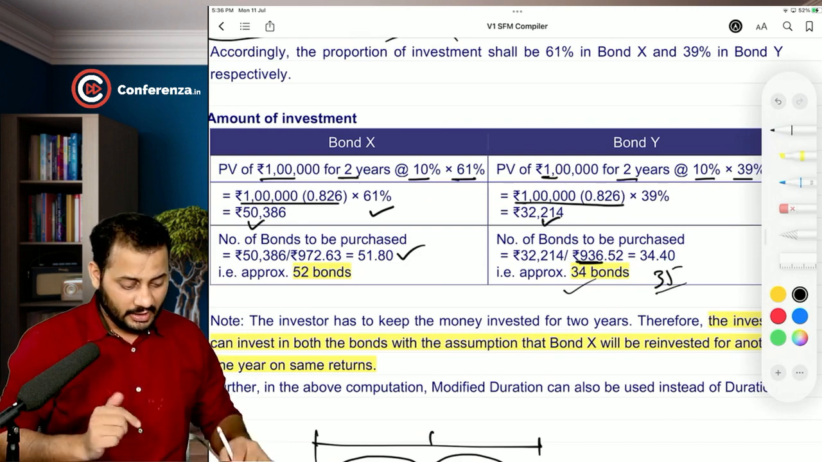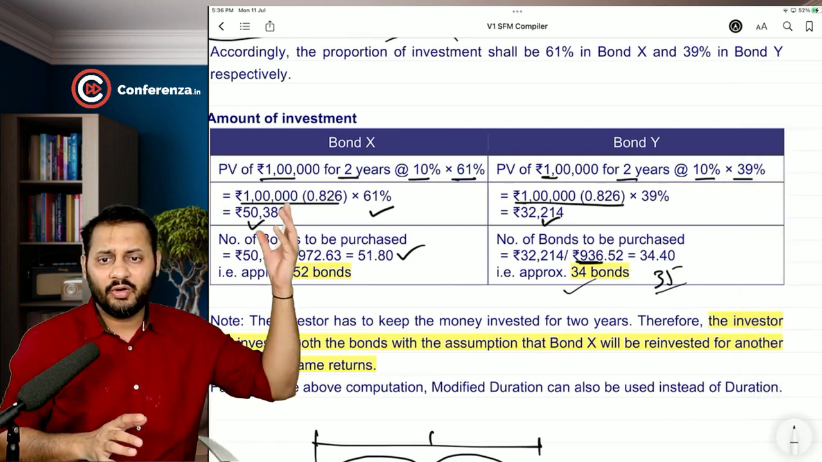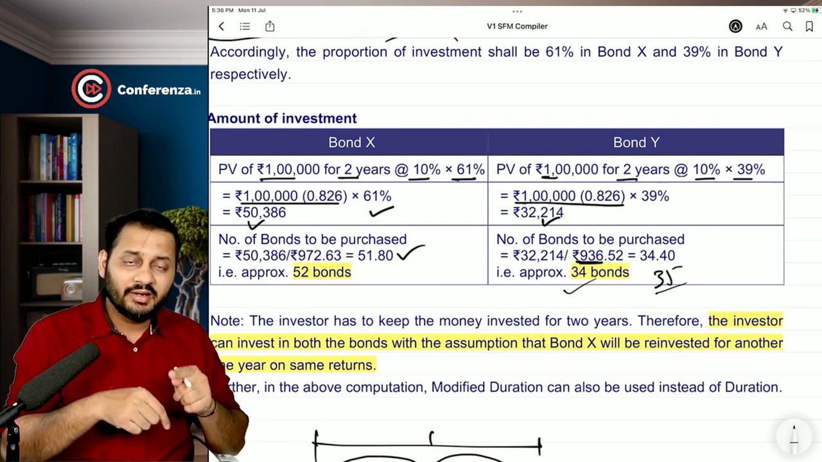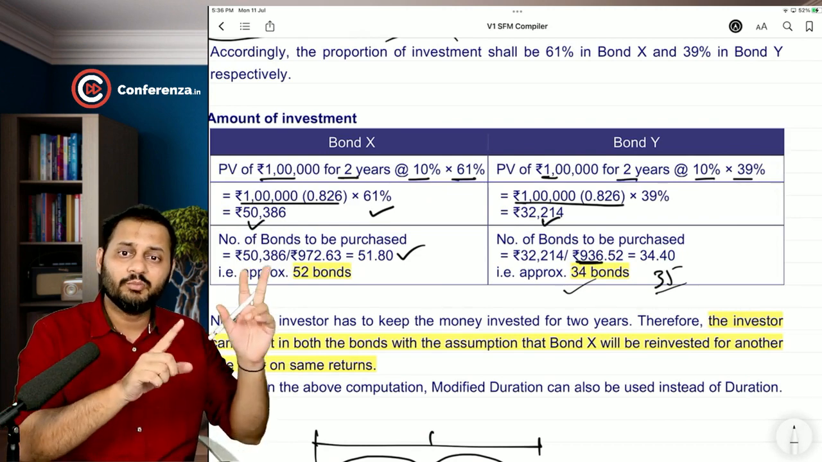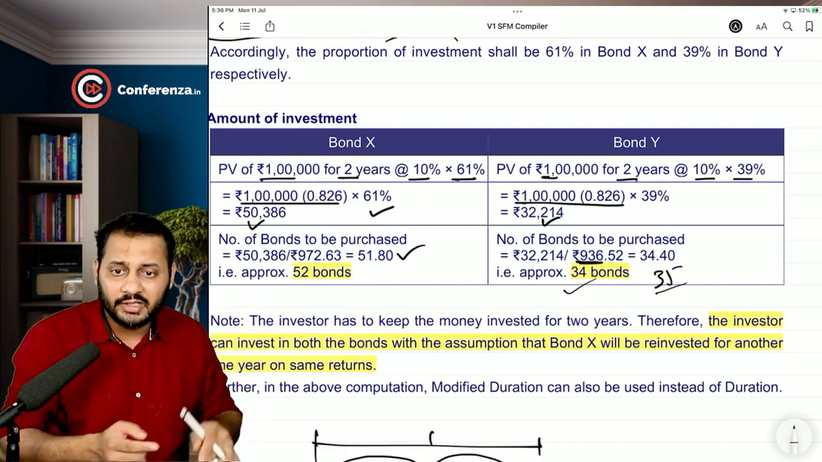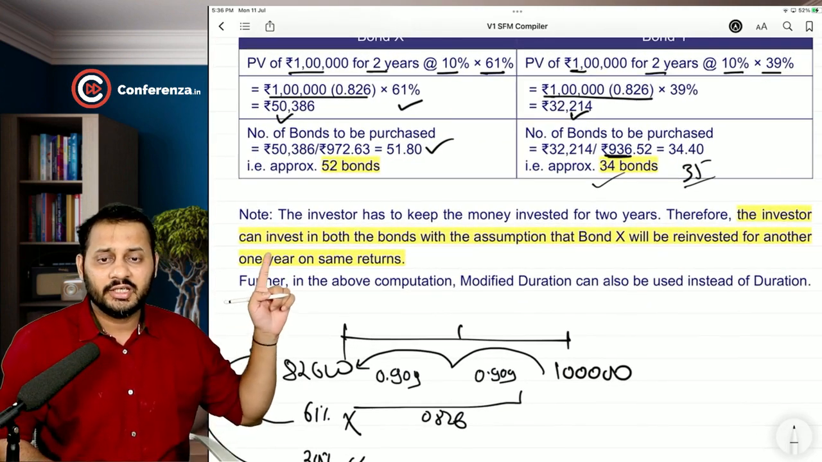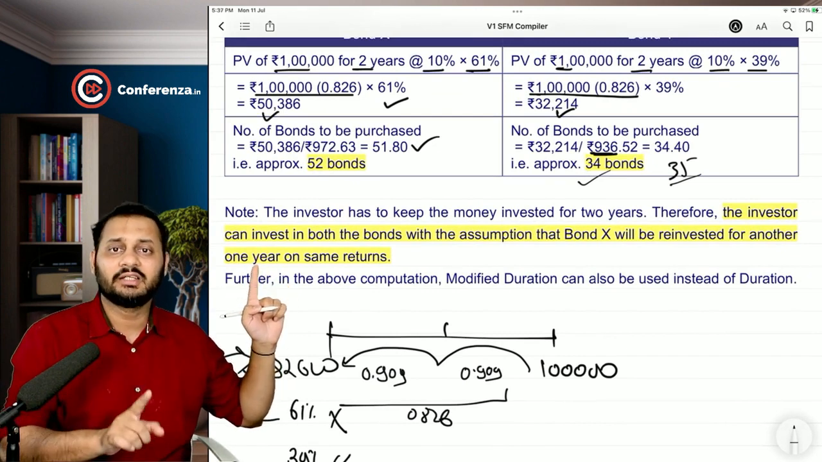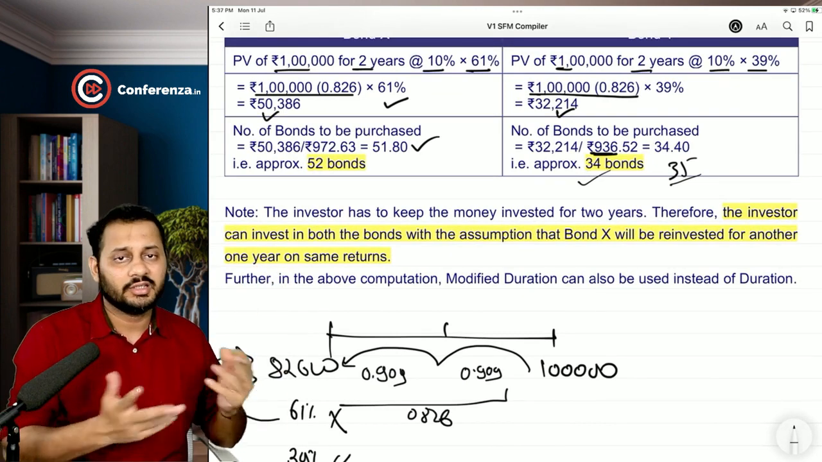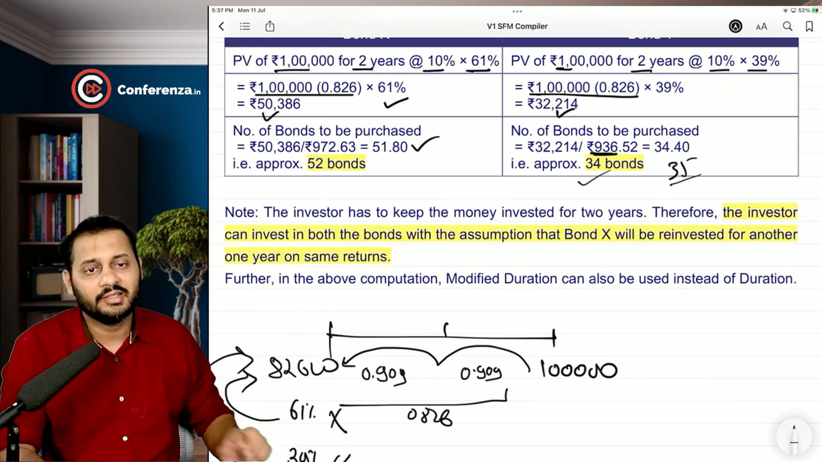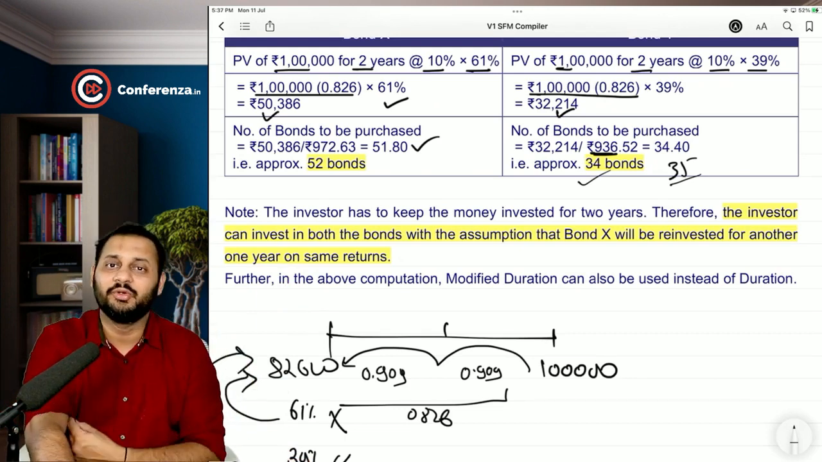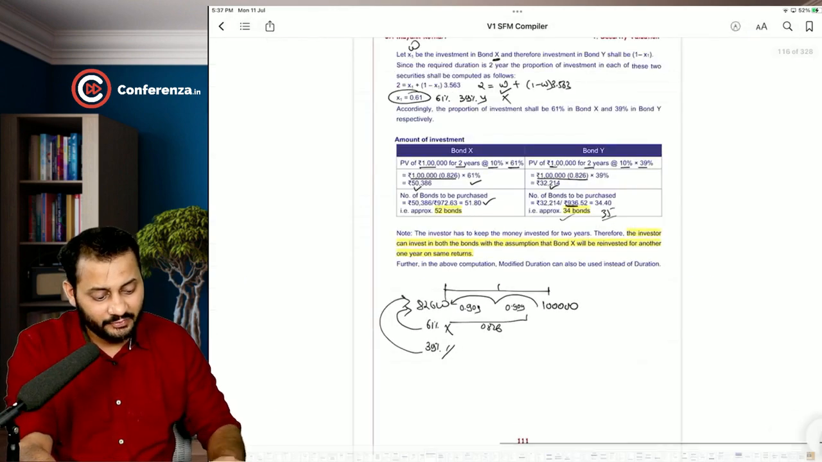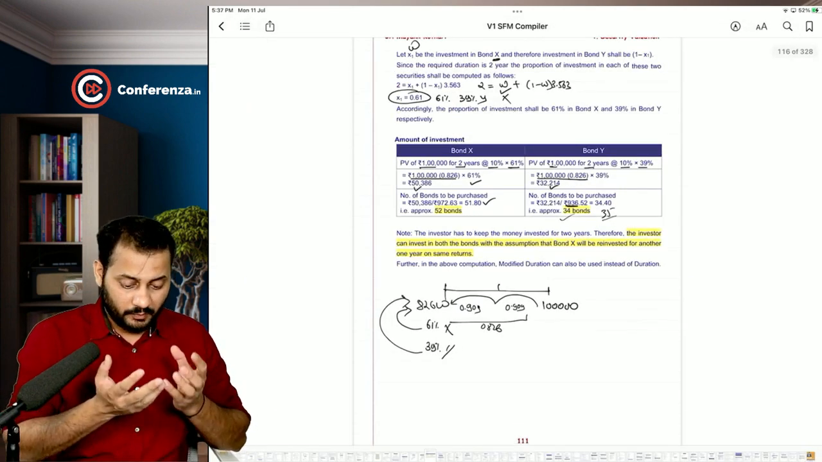Got it? Now, there are a couple of assumptions that bond X is for 1 year maturity. So the assumption is that it will be reinvested. After 1 year, the same bond will be available for another 1 year. See, the investor can invest in both the bonds with the assumption that bond X will be reinvested for another 1 year on the same return. Otherwise, we cannot help it. Then the bond Y only will be the option if you don't take this assumption. So this is what you need to do.